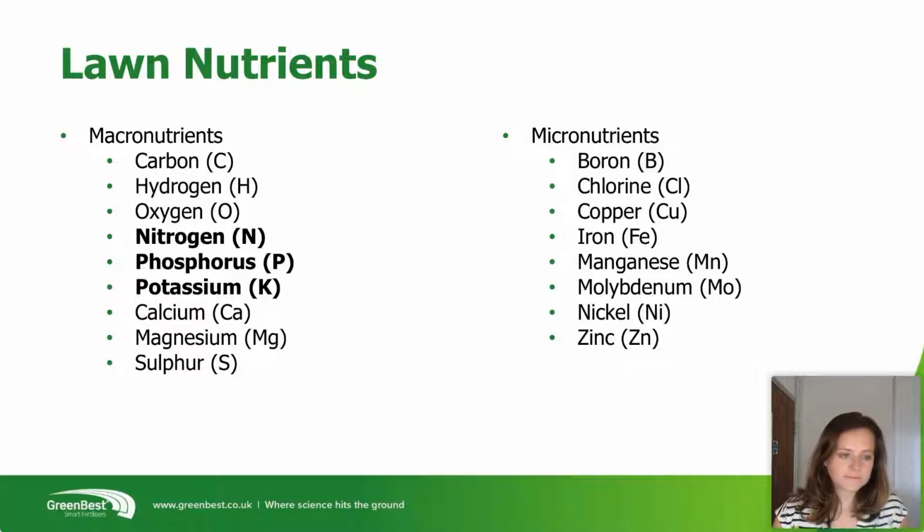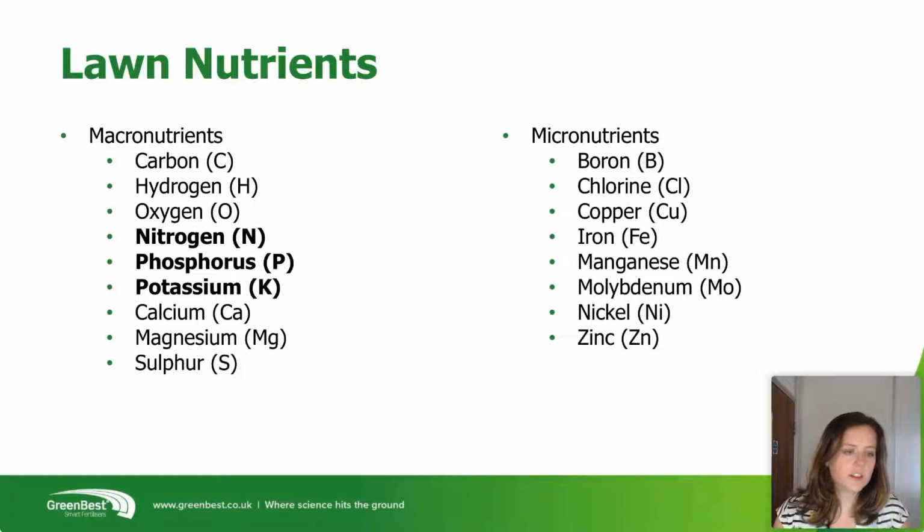On the left, you can see carbon, hydrogen, and oxygen at the very top. These are needed in quite large quantities for a lawn, but we don't actually need to worry about putting these in fertiliser, because carbon and oxygen come from carbon dioxide, which the plant takes in through its leaves, and hydrogen and oxygen come from water, which the plant gets in through its roots. So we don't need to worry about those at all.